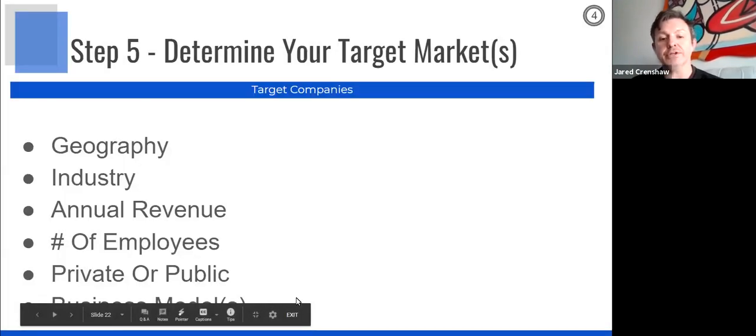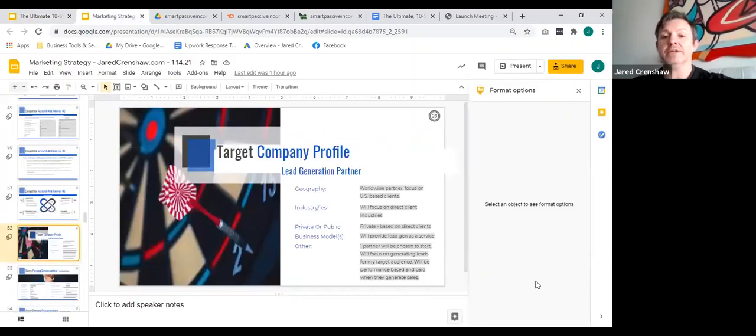Okay, so what we're going to do is cover all these different areas for target markets. And the first thing we're going to talk about is target companies. Two things to consider. Are you B2B or B2C? And maybe you're both. But for each unique target market, you need to come up with these target profiles for each unique one.